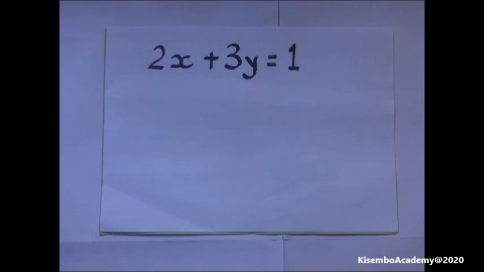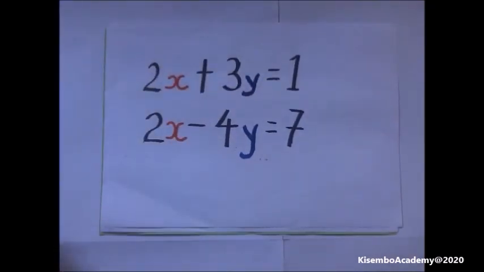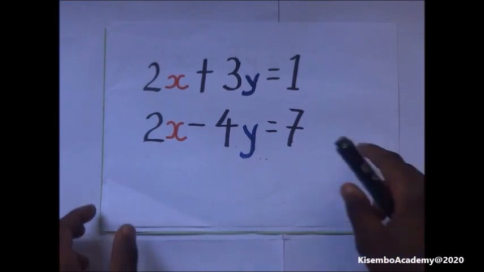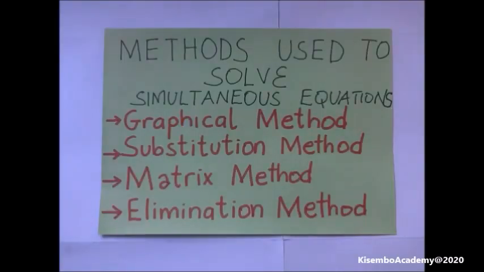Now, there are various methods we can use to solve simultaneous equations that have two variables, such as these. These are the methods we shall be exploring throughout this series of videos. We shall look at the graphical method, the substitution method, the matrix method, and the elimination method. So in our upcoming videos, we shall explore each and every method stipulated here in detail with illustrative examples.